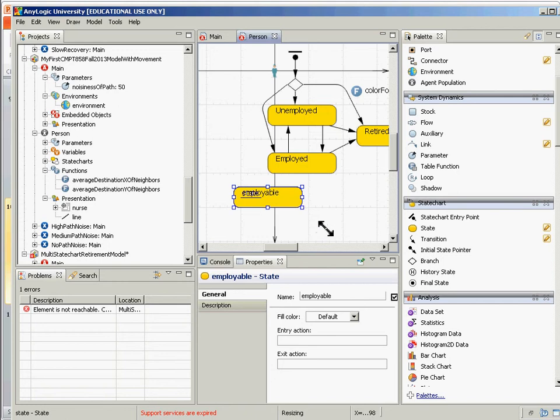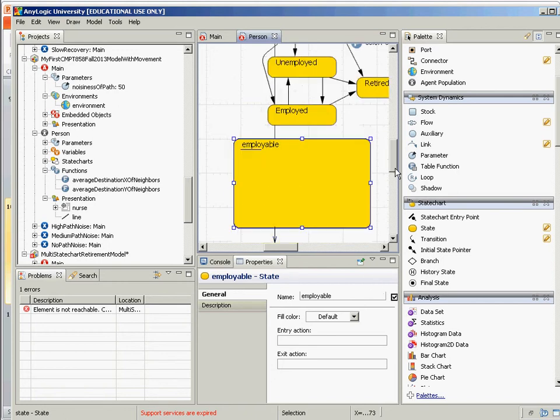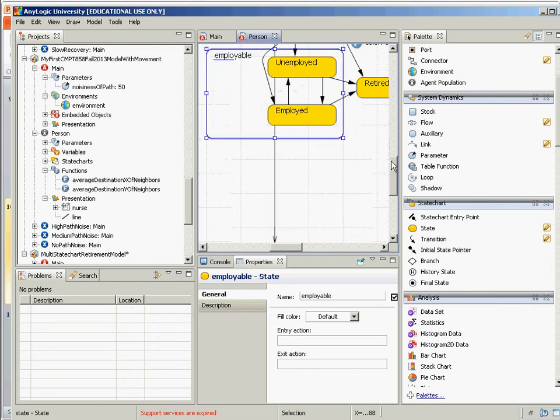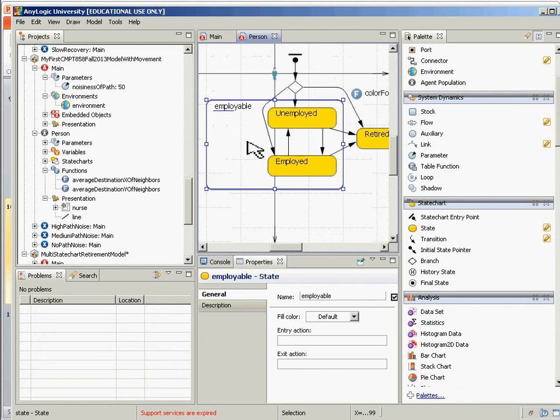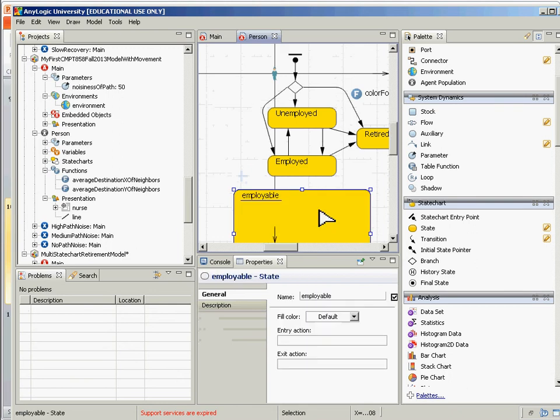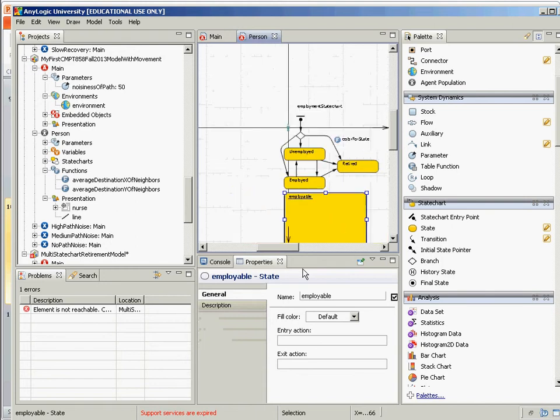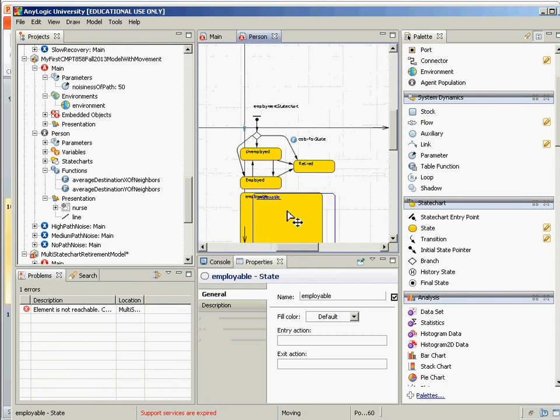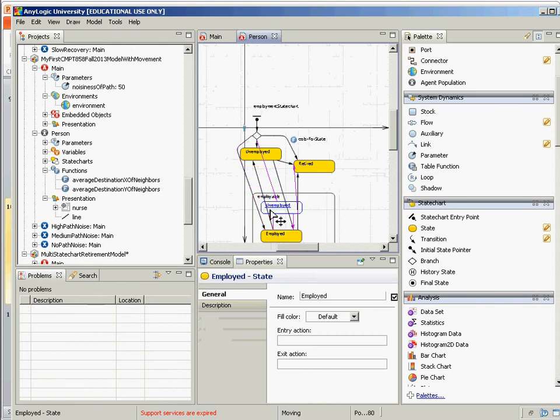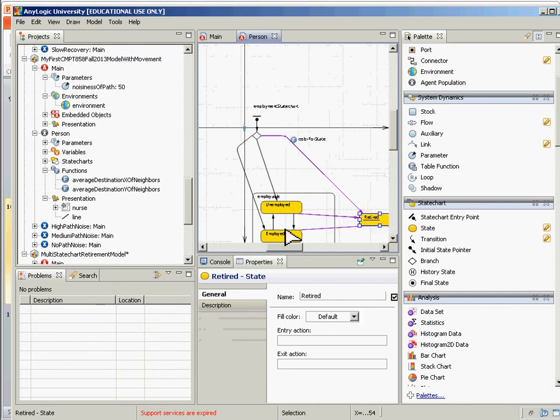So we could have an employable state here, and this employable state could then be a super state of employed and unemployed. Now, because of the semantics of AnyLogic, I need to be a little bit careful here. First of all, I'm not sure what that weird transition is. Okay, so what I'm going to actually do is drag this guy into there, and drag this guy over to here.